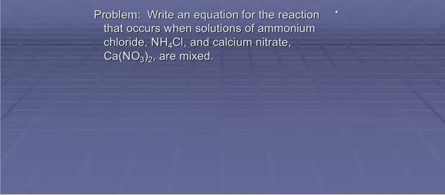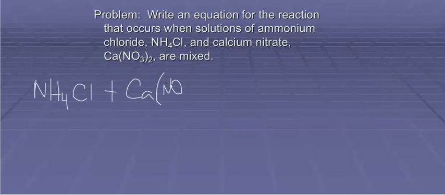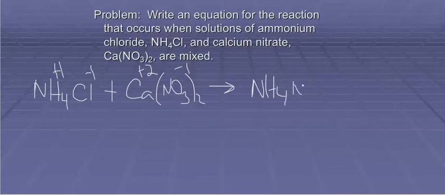So we're mixing, in this problem, NH4Cl with calcium nitrate. And I always like to get the charges first. These are aqueous. We're going to go to the other side. One of my products is going to be NH4 with NO3, that's +1 -1. And then my other product is going to be calcium with chloride, and since calcium is a +2, it's going to be CaCl2. Now, in order for double replacement reactions to occur, one of the products has to be a solid.